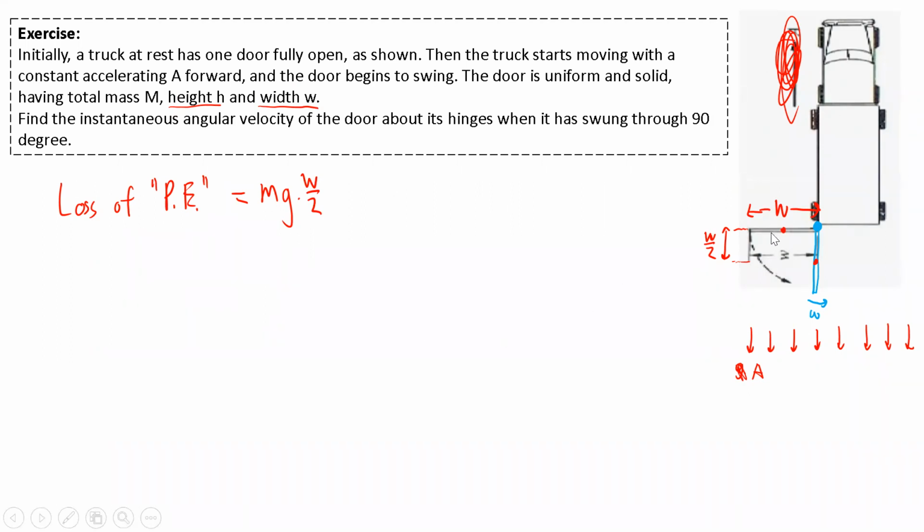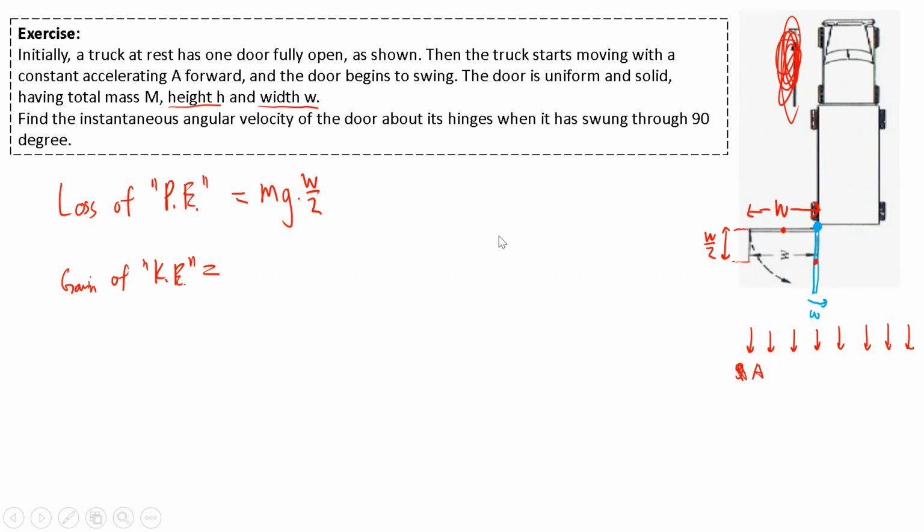And that would be converted to the kinetic energy of this door, right? So the gain of PE, KE, what would that be? Initially there is no KE, right? Then as it swings by 90 degrees, I have this omega here. Remember, that would be just a pure rotation about this point, about this endpoint.